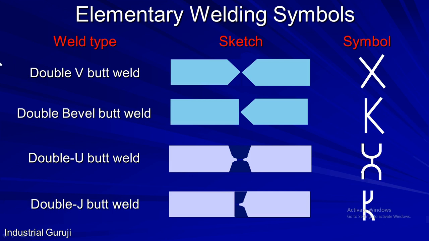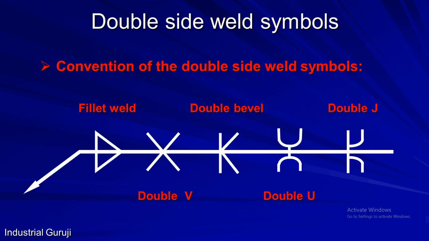Double V butt weld is shown by lines crossing each other and making a symbol like letter X. Double bevel butt weld is shown by two slant lines connecting to a straight line and making a symbol like letter K. Similarly, double U butt weld and double J butt weld are represented by these symbols. If the weld is double-sided, then it should be shown on the reference line like this. Guys, this is all about elementary welding symbols.